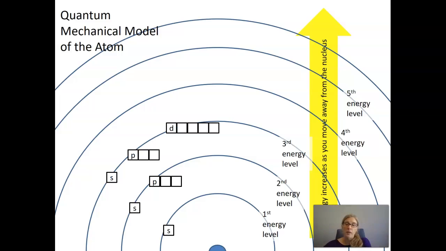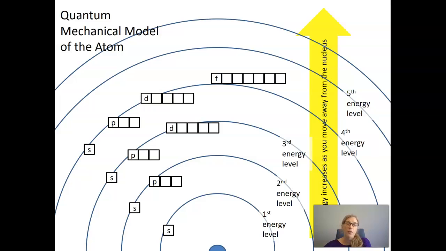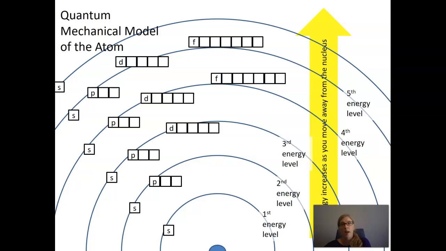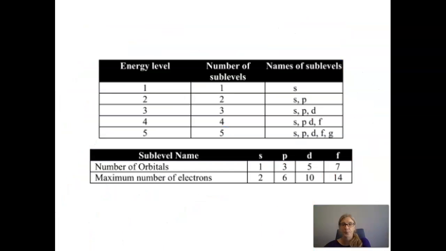The third energy level has S sublevel, P sublevel, and D sublevel. The D sublevel is made up of 5 orbitals. And then the fourth energy level has S, P, D, and F. The F sublevel now has 7 orbitals. And then we can continue out.